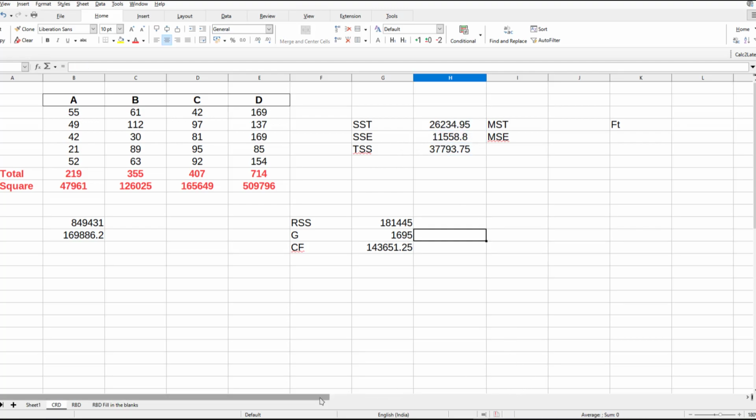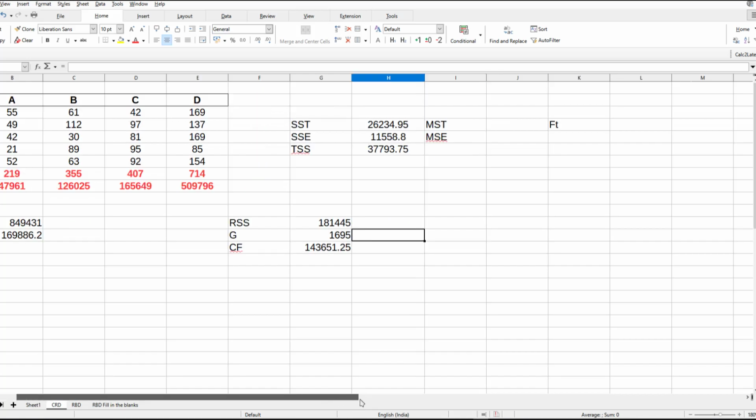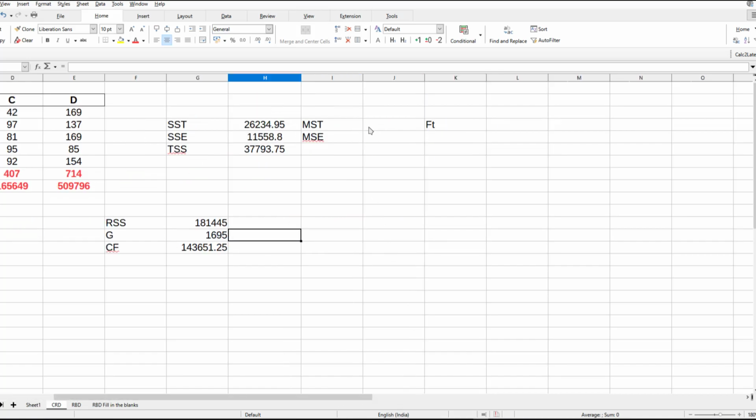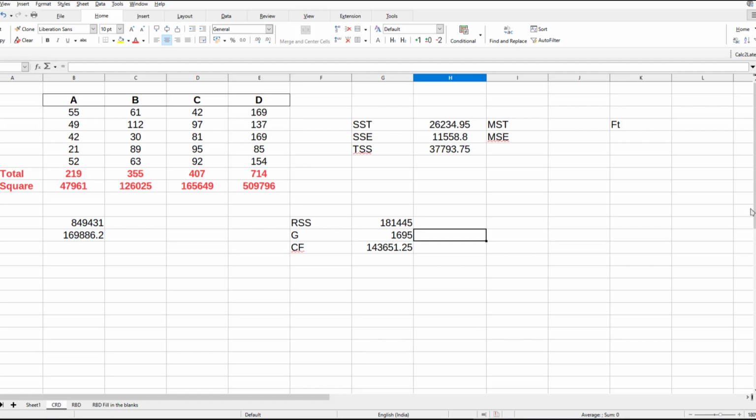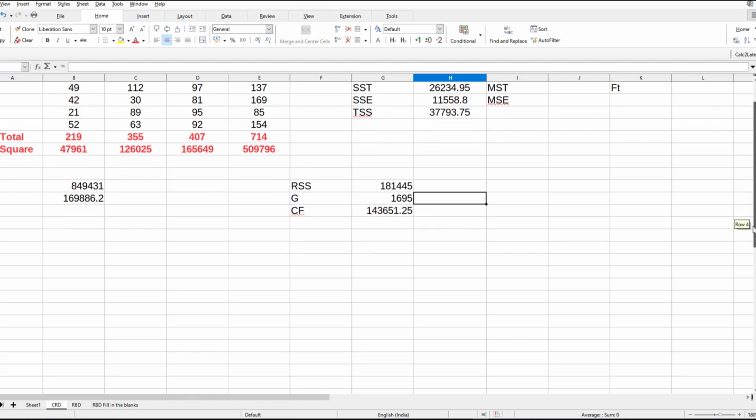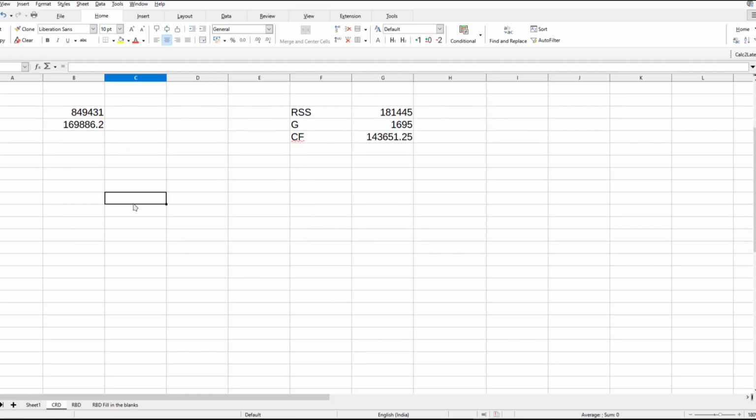So once you get the sum of square, next thing is to get the mean square, right? But before that, let me make a table. I will make a table here.